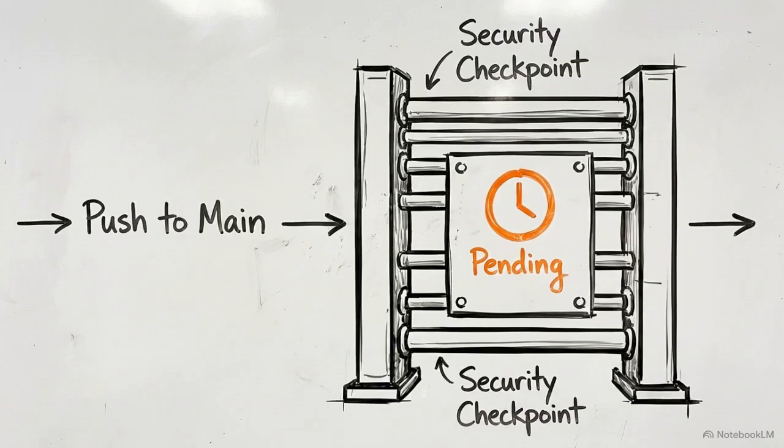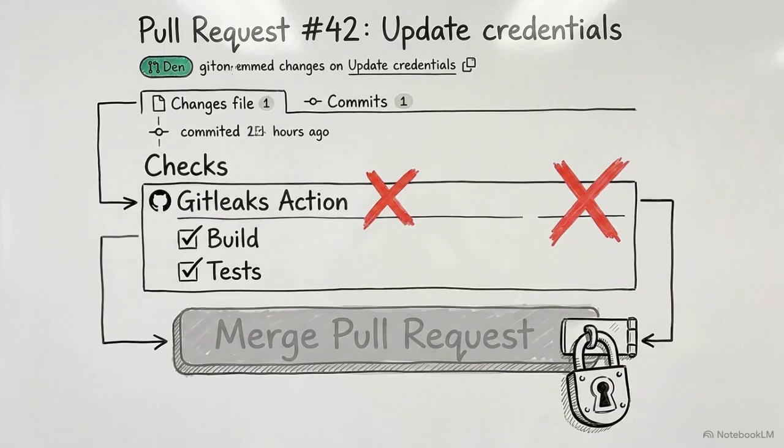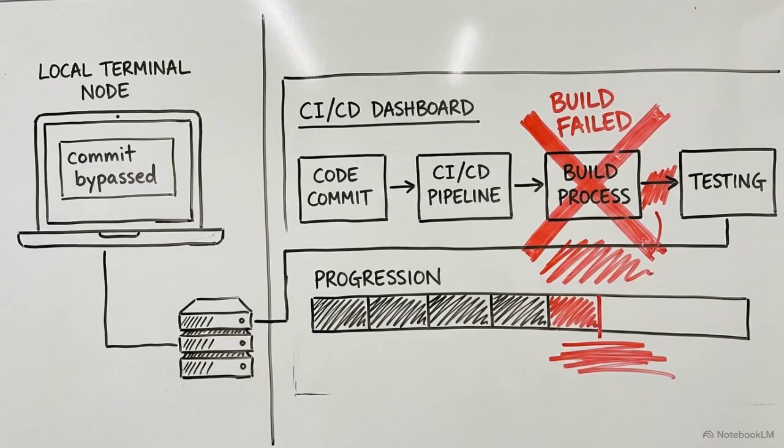Layer 5, CI/CD integration, serves as an architectural checkpoint that remains enforced regardless of local workstation settings. You configure a GitHub Actions workflow, a .github/workflows/gitleaks.yml file, to automatically trigger a scan on every incoming push or pull request. If a string matches a known secret pattern, the CI/CD server fails the build and blocks the code from merging. Layer 5 moves security enforcement from local suggestions to mandatory server-side requirements.